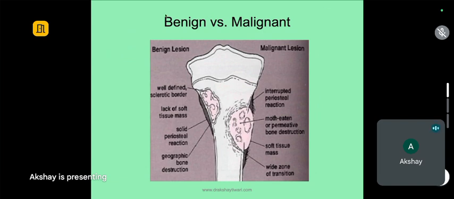So now let us see benign versus malignant lesion. A malignant lesion will have, let us start with the pattern of bone destruction. It will be a permeative destruction with a wide zone of transition.